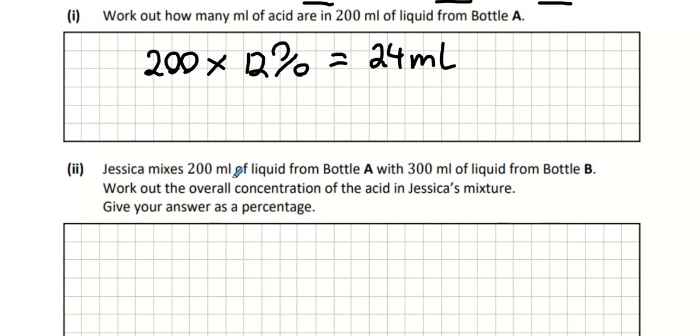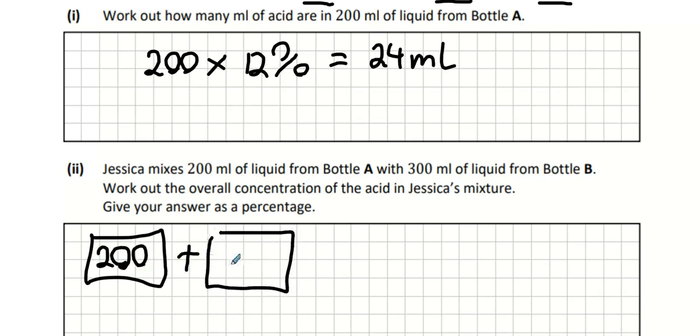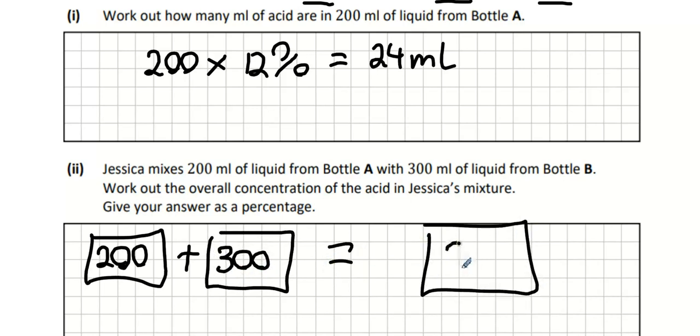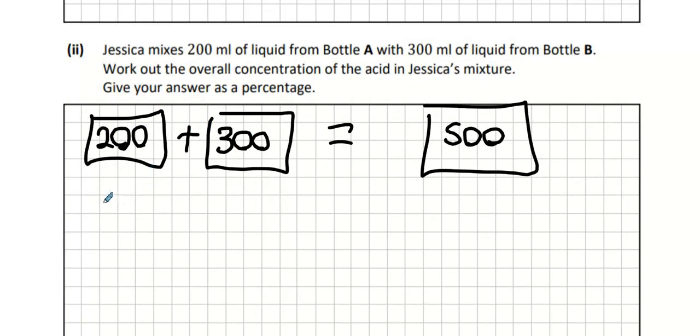Jessica mixes 200 milliliters of bottle A with 300 milliliters from bottle B. Okay, 200 from bottle A, agreed? 300 from bottle B. How much do we have in our mixture then? Would you agree it's 500? Everybody cool with that? How much of it was acid in the first one? Not 24%, but 24 milliliters. 24 milliliters was acid, which is 12%.